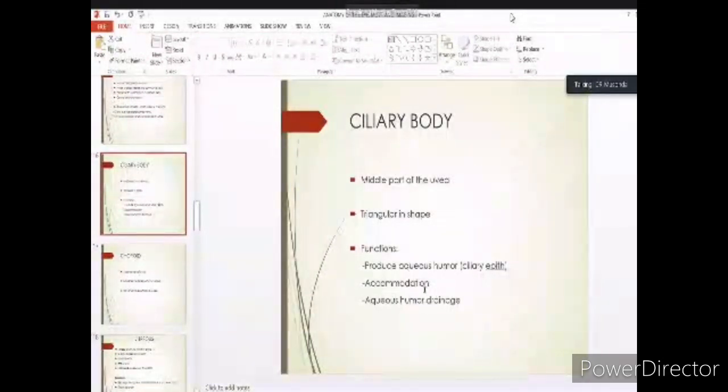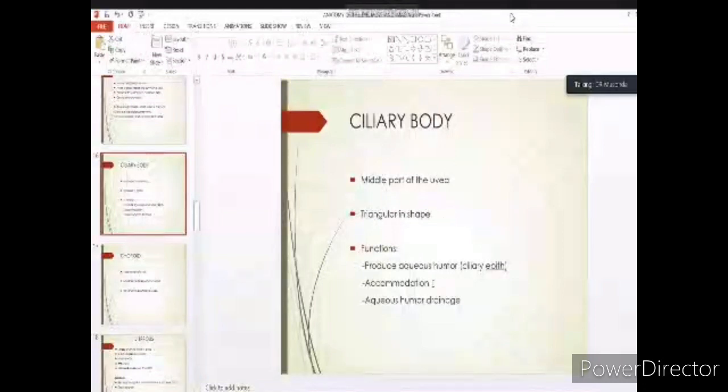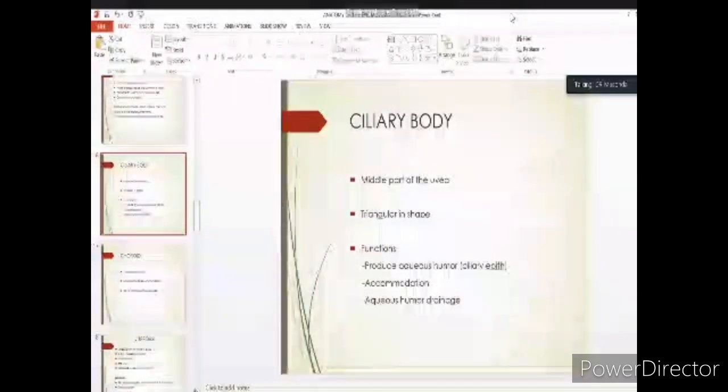It's very important in accommodation. Remember, I said accommodation is where you want to focus on near objects when you're looking at a distance. Your lens has to change its shape to make sure you focus your light rays on whatever you're reading, so that the image can be formed on the retina. And that gives you a clear image. That is called accommodation. The ciliary body is also very important in that function. And of course, there is drainage of the aqueous humor.